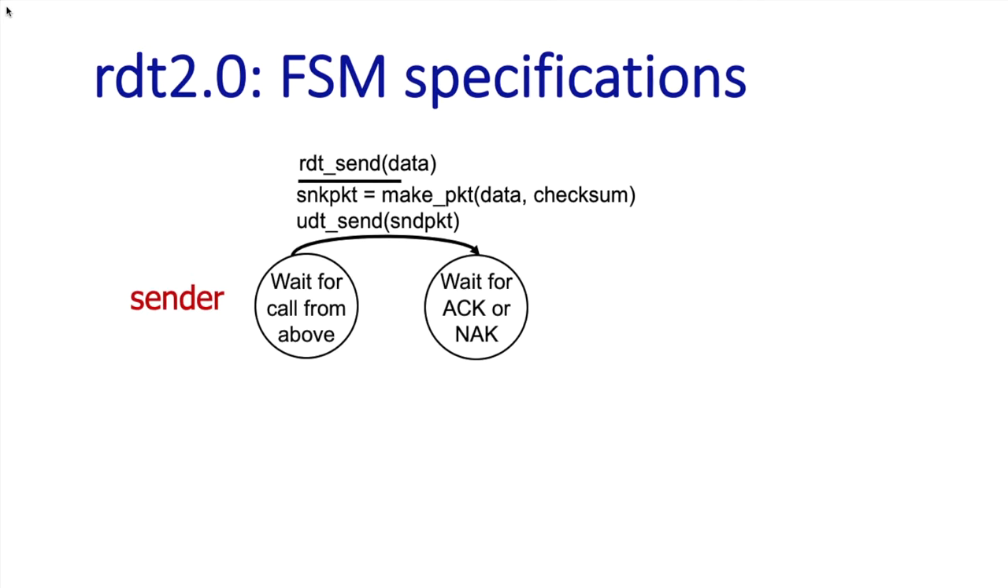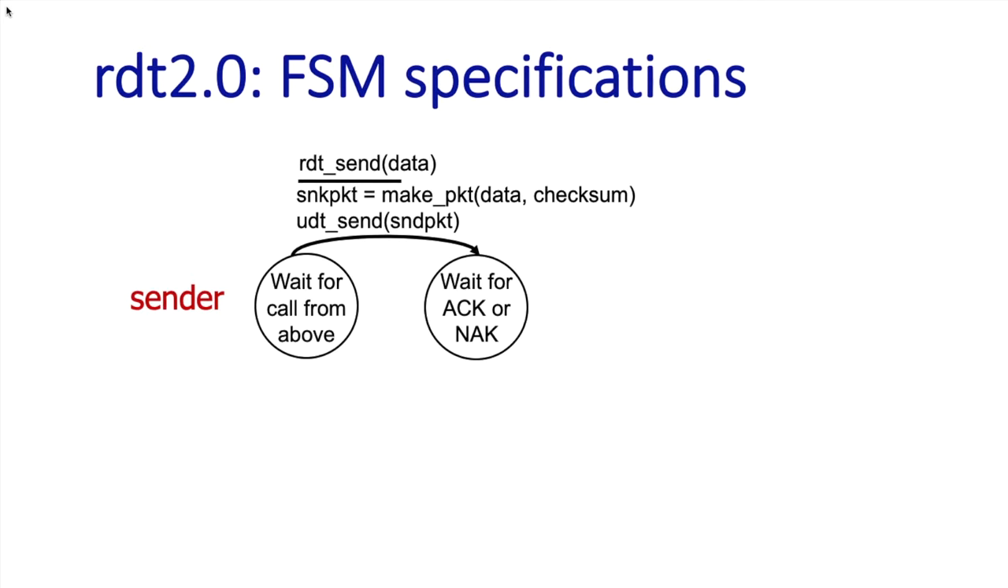That packet is then received at the receiver. It's determined to be corrupt, and the receiver then sends a NACK packet back to the sender. That NACK packet is received, and the action taken by the RDT 2.0 sender is simply to retransmit the packet.